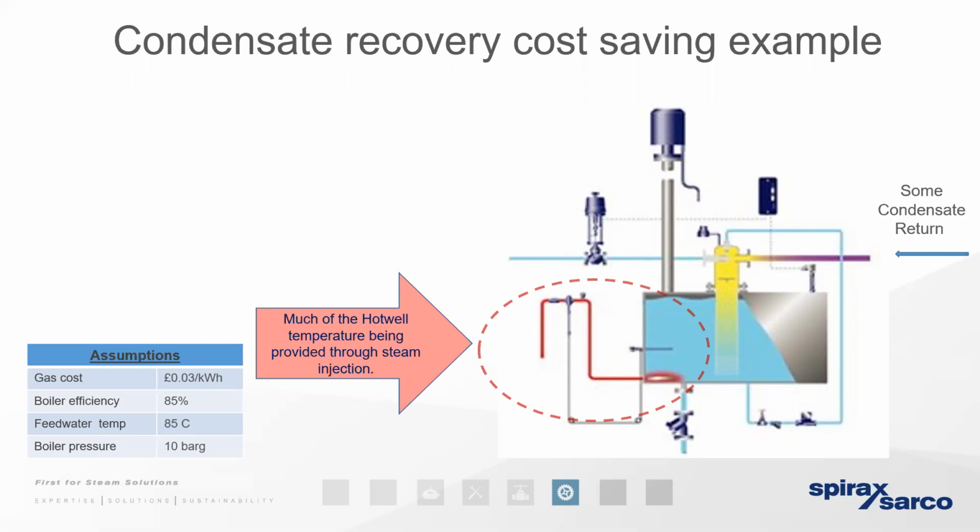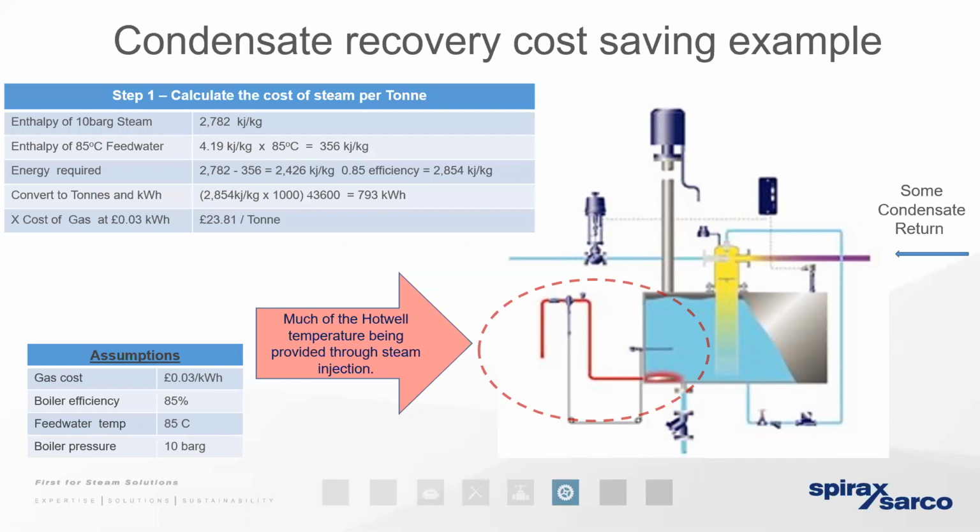So we could actually calculate the cost of steam by, first of all, taking the amount of energy that is present in the steam at that pressure, 10 bar gauge, and we minus the energy that is present in the water at 85 degrees. And if we then multiply this by the efficiency of the boiler, 85%, then we know how much gas we need to consume to raise the steam. And then we can multiply this by the cost of gas per kilowatt hour.